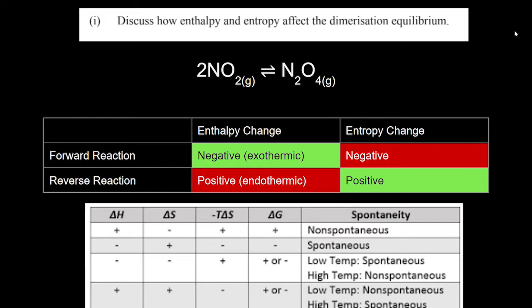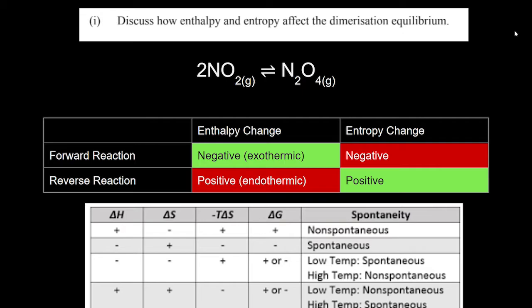The forward reaction has a negative enthalpy change and a negative entropy change. So if we look at the third row in the table, we see that for the forward reaction to be spontaneous, the temperature needs to be very low. If it's too high, it's going to be non-spontaneous. So this is what you need to write: it really depends on the temperature.